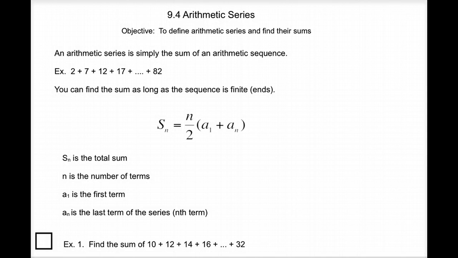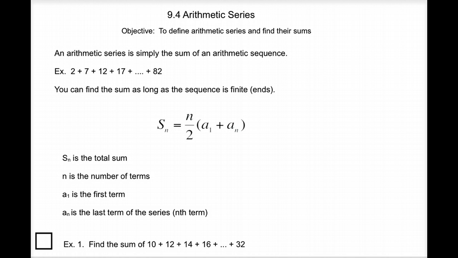Welcome to lesson 9.4 on Arithmetic Series. What's an arithmetic series, you might ask? Well, a series is basically a sequence, only you're adding the terms up. So that's the only difference between a sequence and a series.